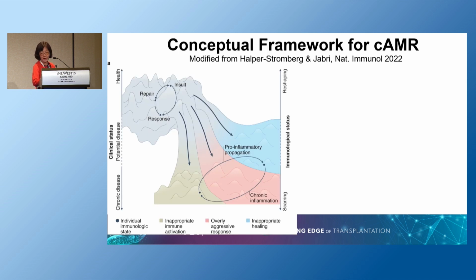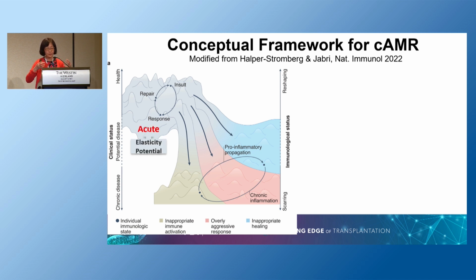So, with that, the conceptual framework. This is taken from a very recent review by a colleague at the University of Chicago, Bana Jabri, and I thought that it was really a nice way to look at chronic AMR. Basically what we're proposing is that in every individual that is healthy, there is a baseline immunological healthy state, and that this state can accommodate acute insults.